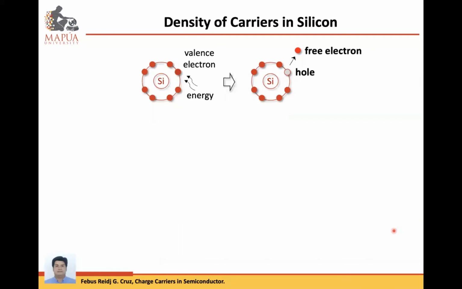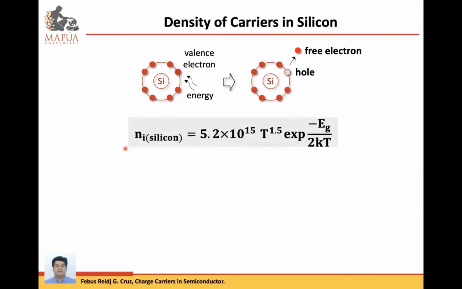Now we have the so-called density of carriers in silicon. This describes how many carriers. Again, sir, ano ba yung carriers? Carriers pertain to the free electrons, the number of free electrons, or the number of holes. In pure semiconductors, the number of free electrons is equal to the number of holes, since every time you create a free electron, we also create the same number of holes. Now, when you say density of carriers, this describes the number of carriers for a given volume of semiconductor material.